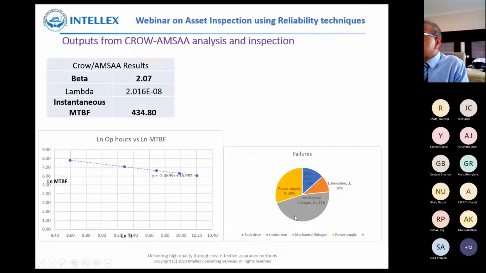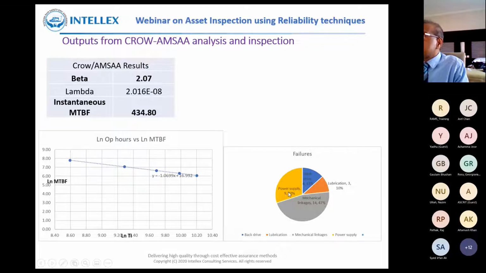The main contributor, we found that 47% is due to mechanical linkage failures, and there are low lubrication issues, if not frequently lubricated. Then you have the backdrive issues, which is the electrical fault itself. And there is a power supply fault also with 30%. So the top 2 contributors are mechanical linkages and power supply.